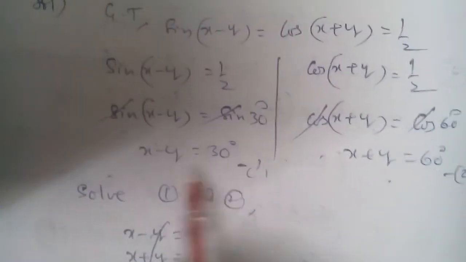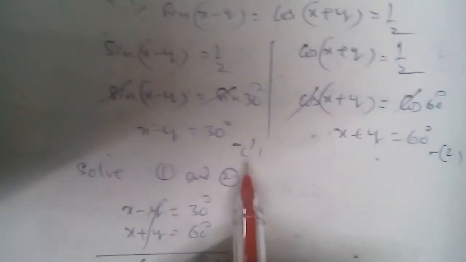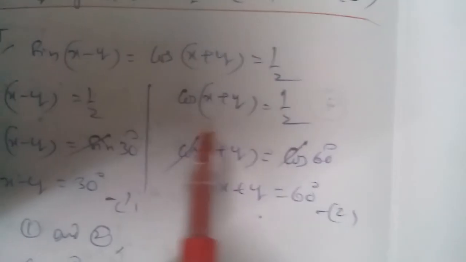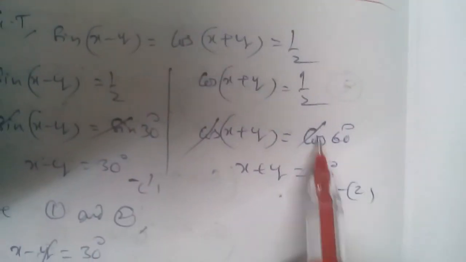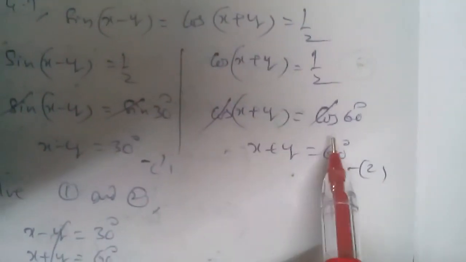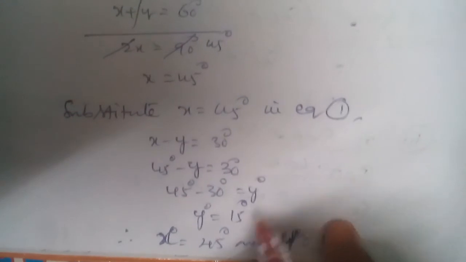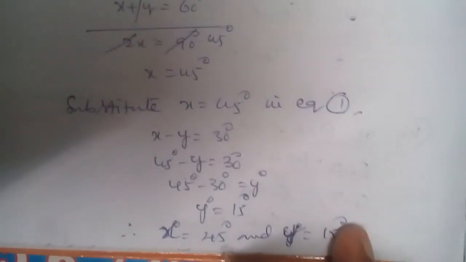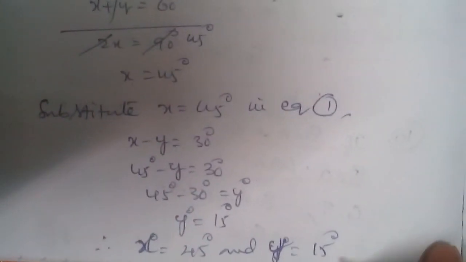Sin gets cancelled. X minus y is equal to 30 degrees, which is equation 1. Cos of x plus y is equal to 1 by 2. 1 by 2 means cos 60. Cos gets cancelled. X plus y is equal to 60 degrees, which is equation 2. Now solving 1 and 2, we'll get x is equal to 45 degrees. Substituting the x value in equation 1, we'll get y is equal to 15 degrees. Therefore x is equal to 45 degrees and y is equal to 15 degrees.